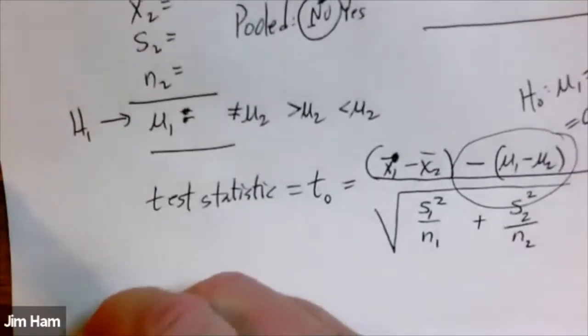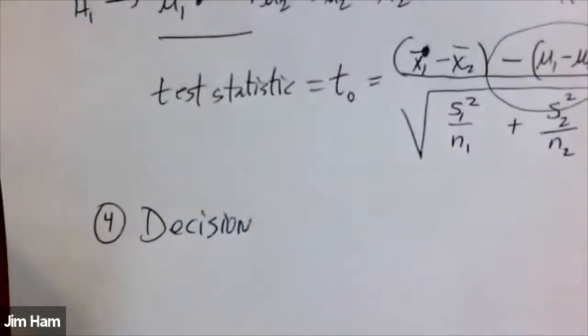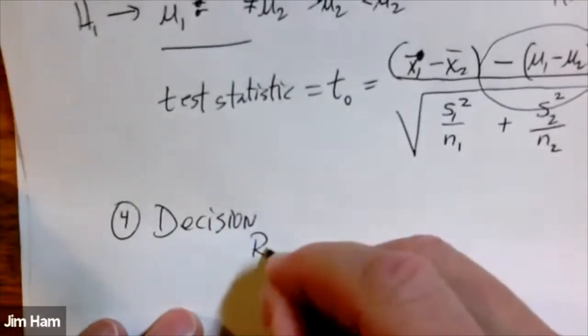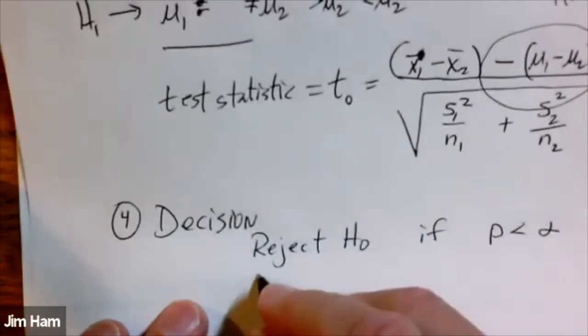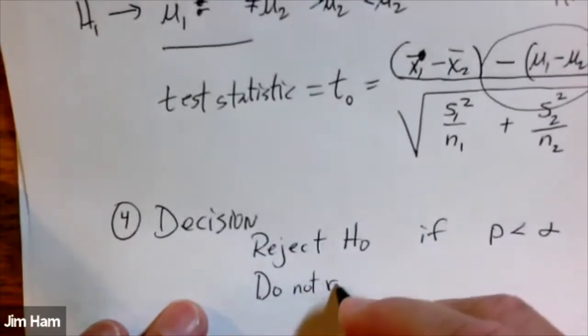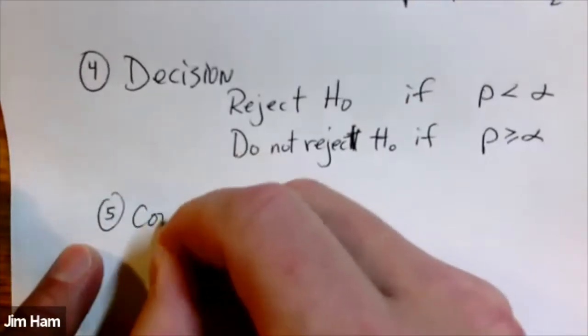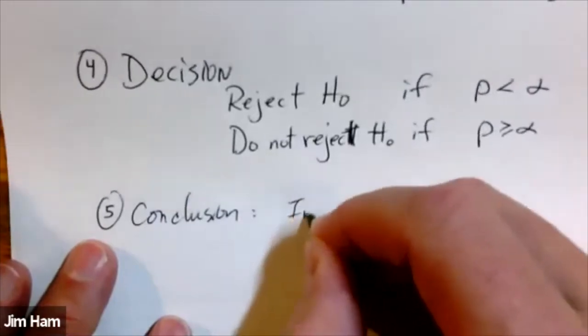Okay, so moving ahead then, step 4 is to make the decision, and there's no difference in how we make the decision here. We're either going to reject the null hypothesis if p is less than alpha, and do not reject the null hypothesis if p is greater than or equal to alpha. And then you have the conclusion. This is where you make a final statement that describes what the data shows evidence for, or shows no evidence for. We call this interpreting the decision.